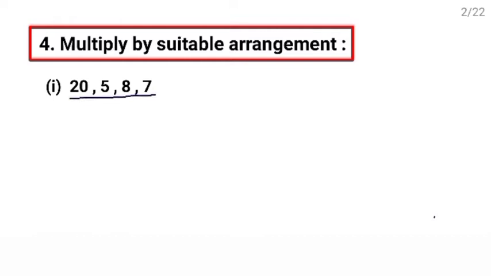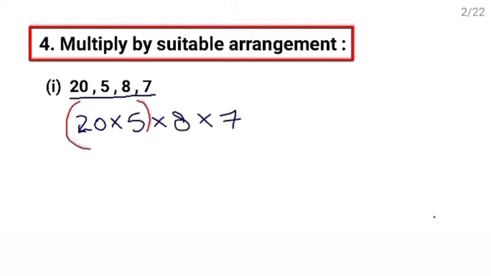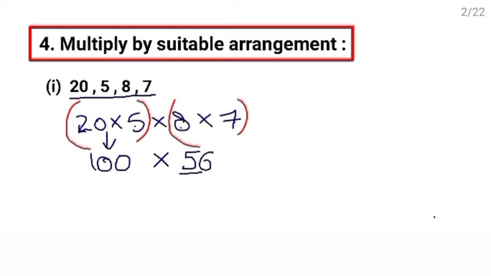Clear? You want to multiply these numbers. 20 multiply 5 multiply 8 multiply 7. Now if you make the group of these two numbers and these two numbers, what do you get? You can easily do that. 5 2s are 10 and then 1 zero. Multiply 8 7s are 56. Now 56 1s are 56. How many zeros do you have here? 2 zeros. So this is your answer. Very easy. Just you need to understand which numbers should be grouped together.